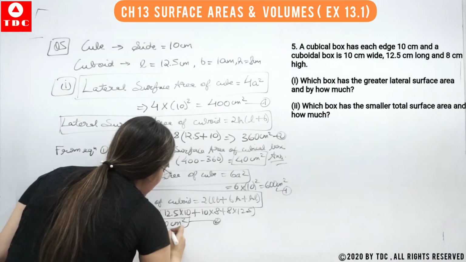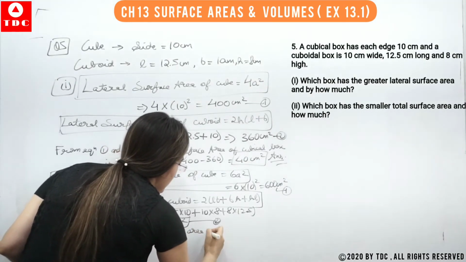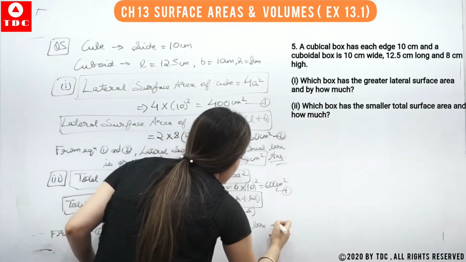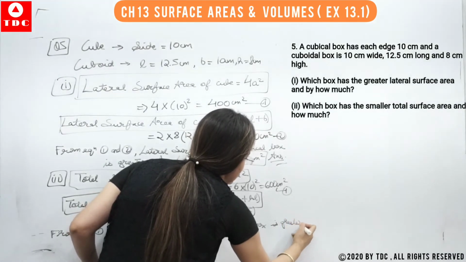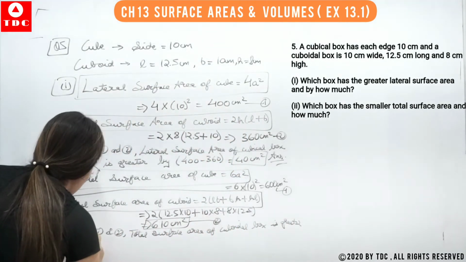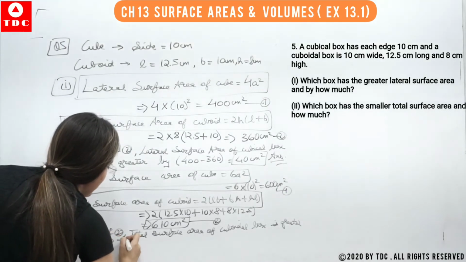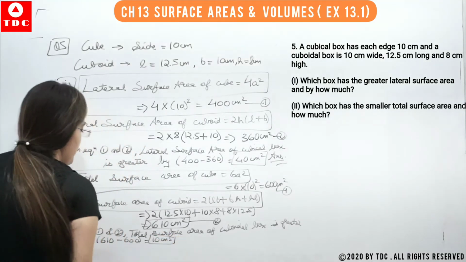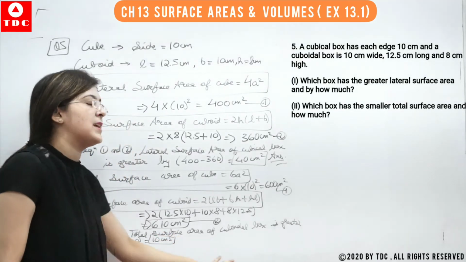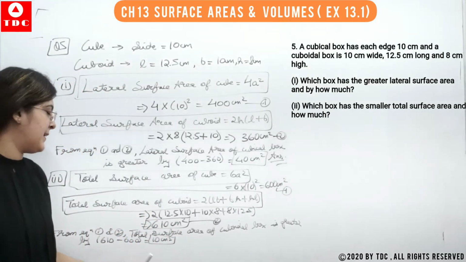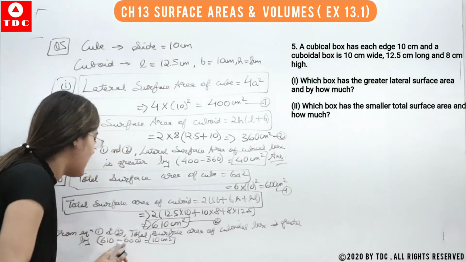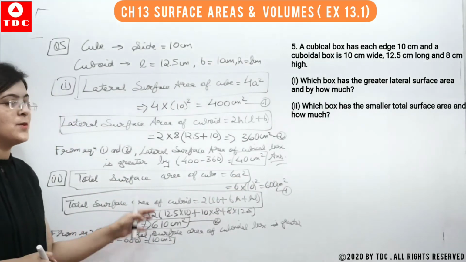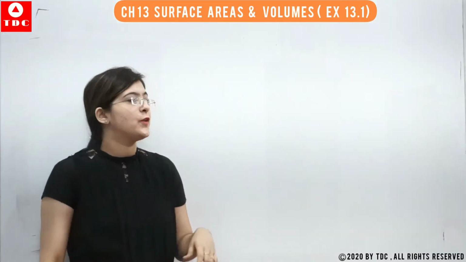Total surface area of cuboidal box is greater. Okay, is greater by how much? 610 minus 600, by 10 centimeters square. Okay, your total surface area of cuboidal box is greater by 610 minus 600. It is greater by 10 centimeters square. So this was a very easy question. Let's move on to question number 6.